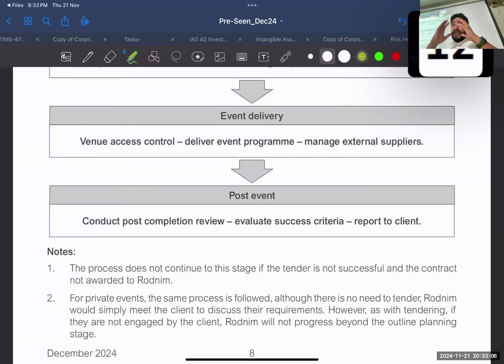See, we are just trying to open our minds in terms of the piece. I don't know what he's going to ask, but I can bet that the possibilities of asking these questions are the utmost, right? Conduct a post-completion review, evaluate the success criteria, and report to the client.